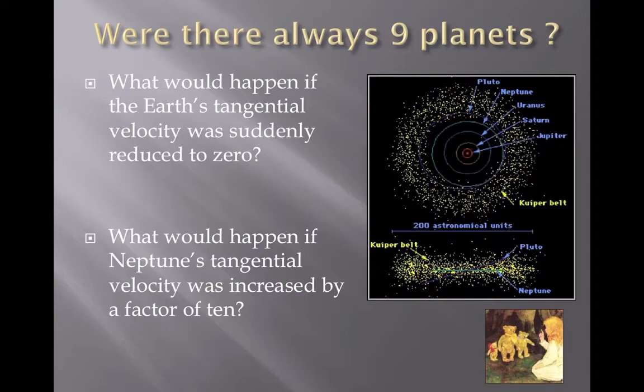Were there always 9 planets? There may have been more at one point, or there may have been less, but right now we have 9. So going into astrophysics would explain a lot of this.